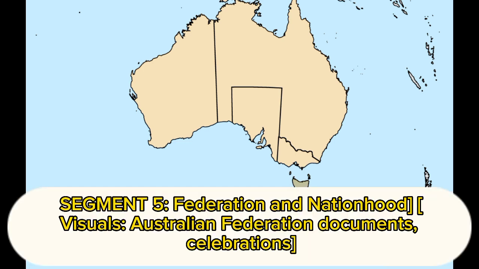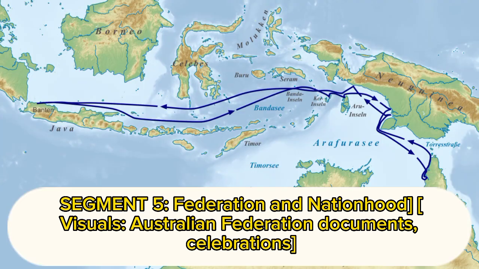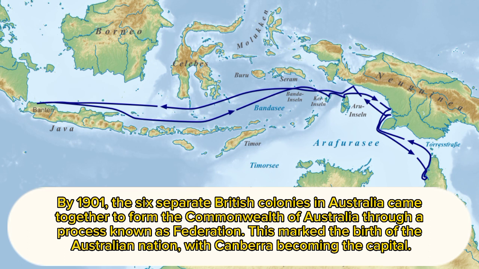Segment 5: Federation and Nationhood. Visuals: Australian Federation documents, celebrations. By 1901, the 6 separate British colonies in Australia came together to form the Commonwealth of Australia. Through a process known as Federation, this marked the birth of the Australian nation, with Canberra becoming the capital.